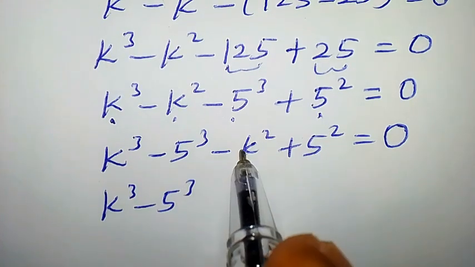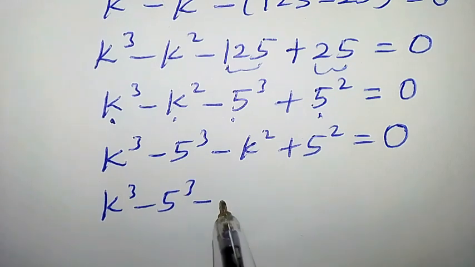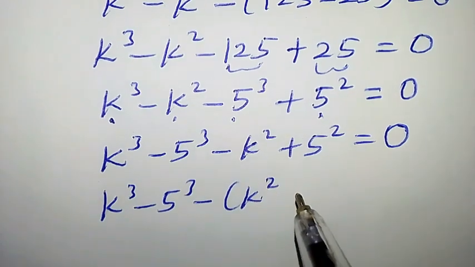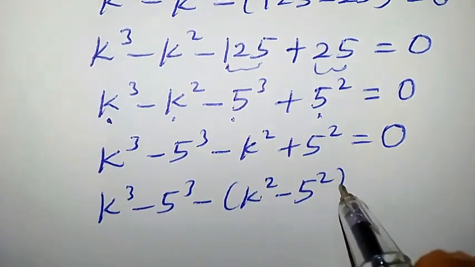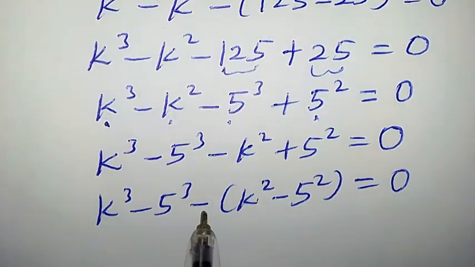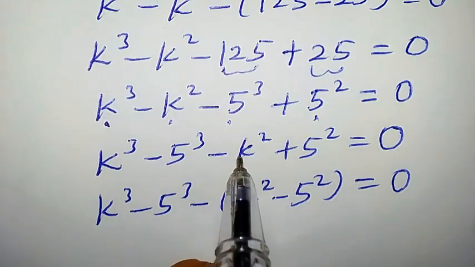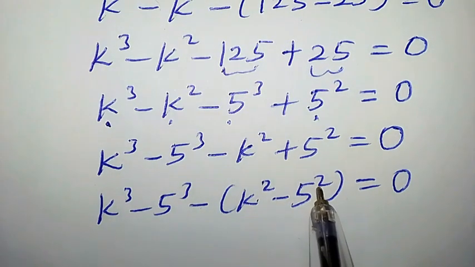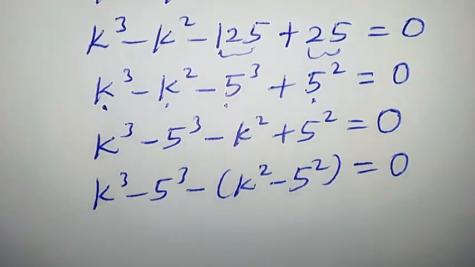We can pull out the negative sign out here. So, we're going to have minus into k to the power of 2 minus 5 to the power of 2 equal to 0. Because minus times k square, that is negative k square, minus times minus 5 square, that is plus 5 square. Let's proceed further.